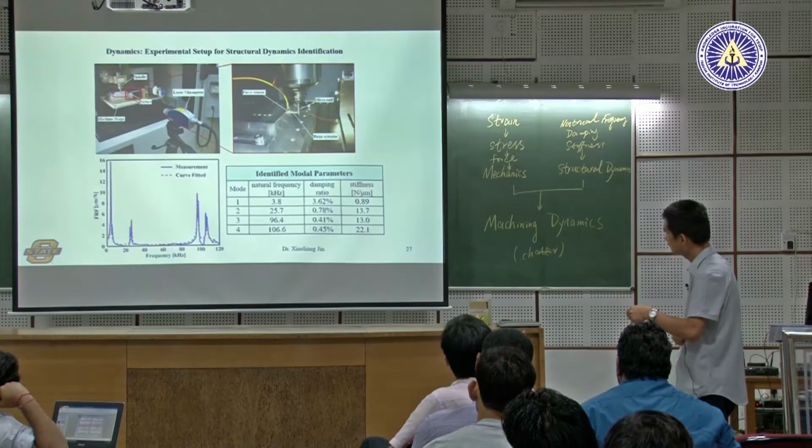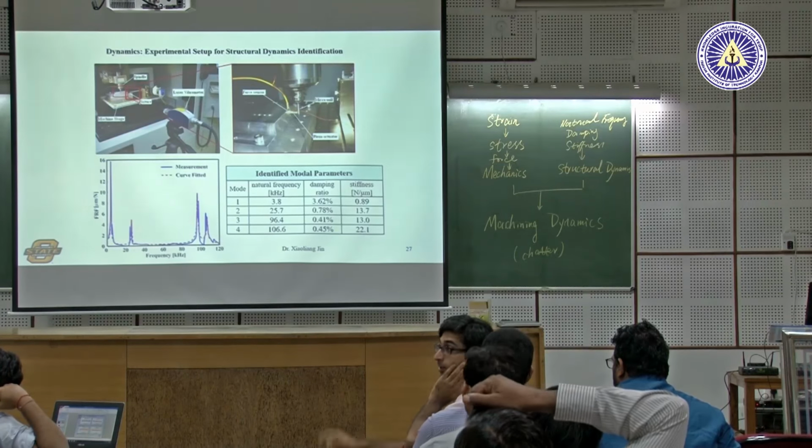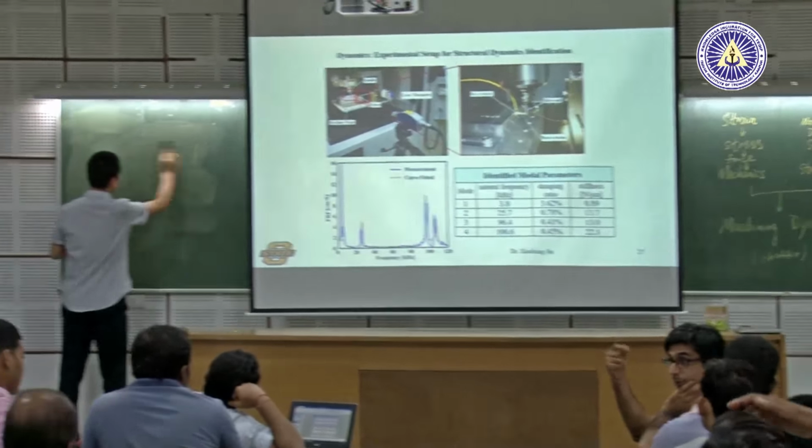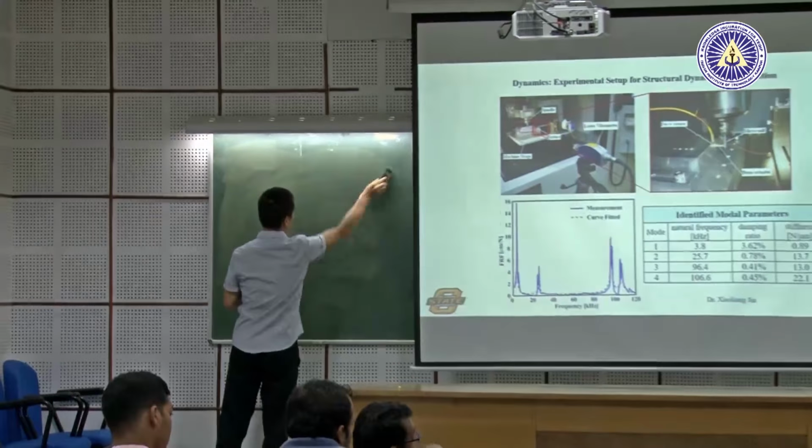Explain to us. You're measuring at the shank, you're exciting at the shank. How do you get the tool point? Because yesterday we were only interested in the tool point, where you excite the tool and you measure it. But here you're exciting the shank and you're interested in the tool point. So that's how you know.